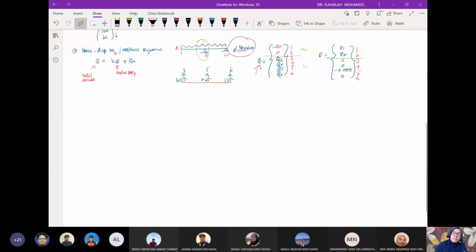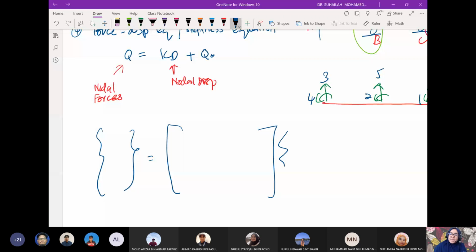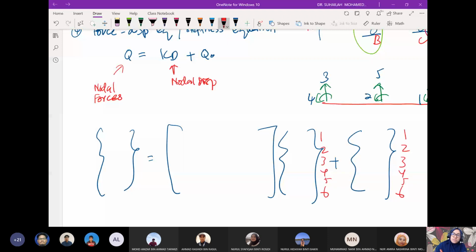Saya akan continue this example, tapi kita akan five ni. Okay, this equation. We just have to write the equation in matrix form. Kita akan dapat macam ni, kali dengan D plus Q naught. Plus Q naught ni semua 1, 2, 3, 4, 5, 6. This is 1, 2, 3, 4, 5, 6. Okay, so kita punya D tu.